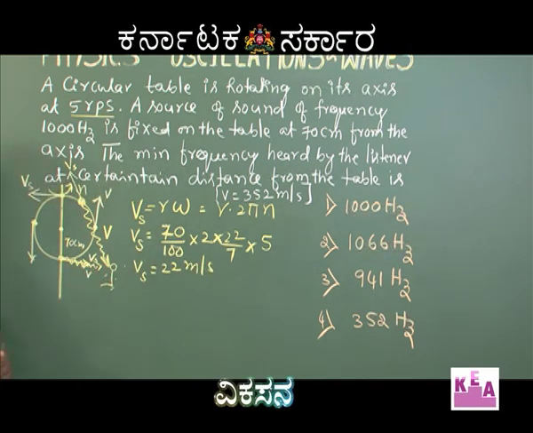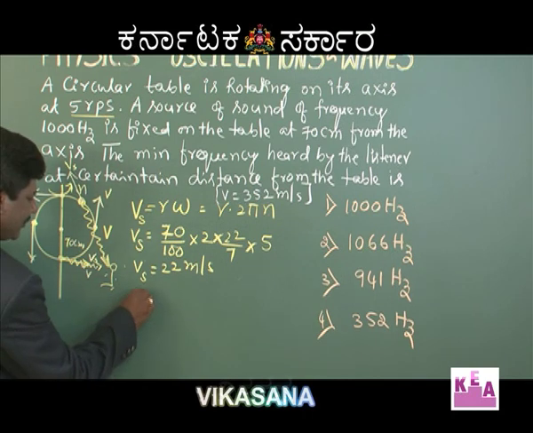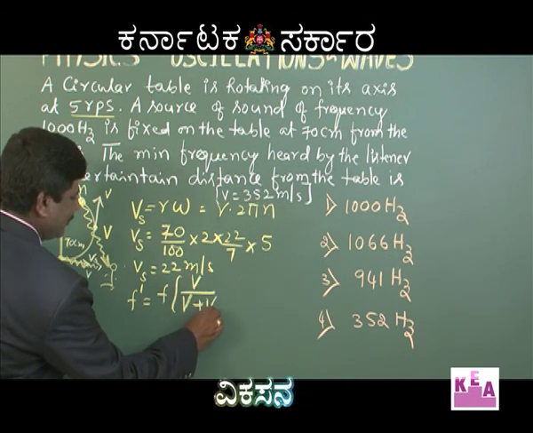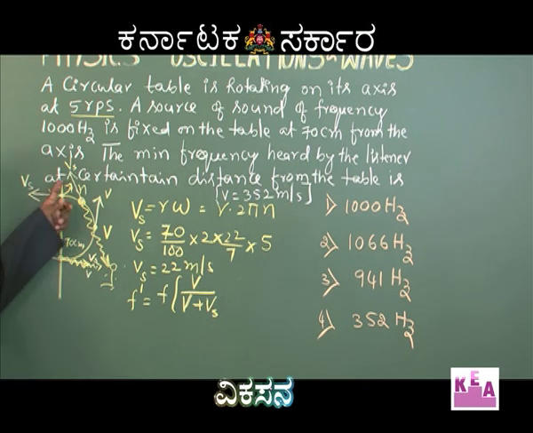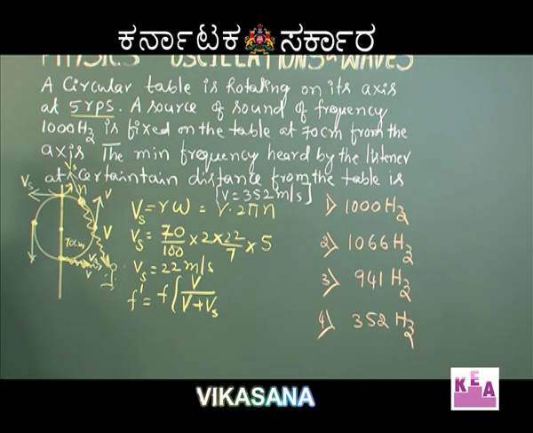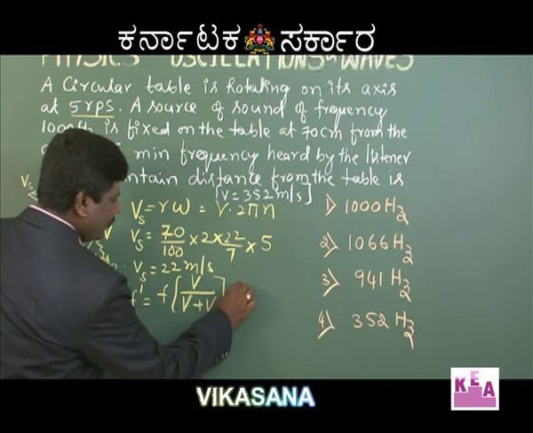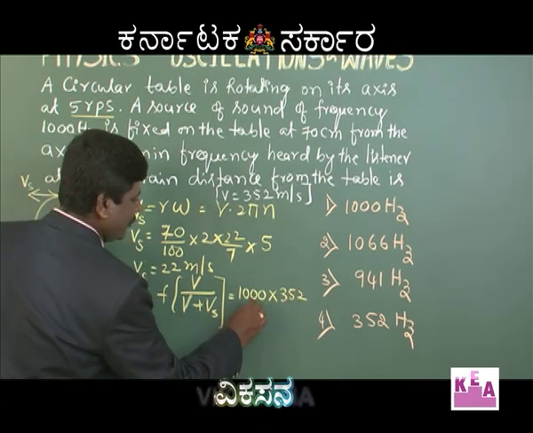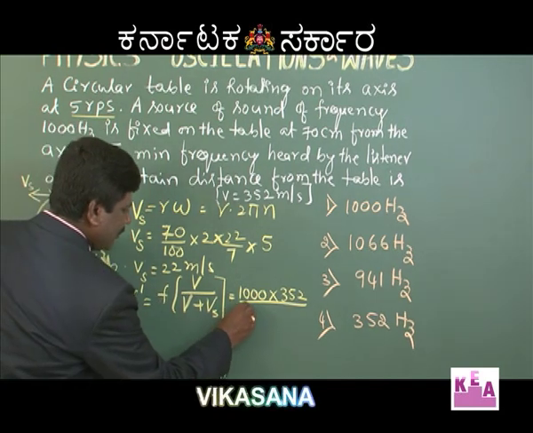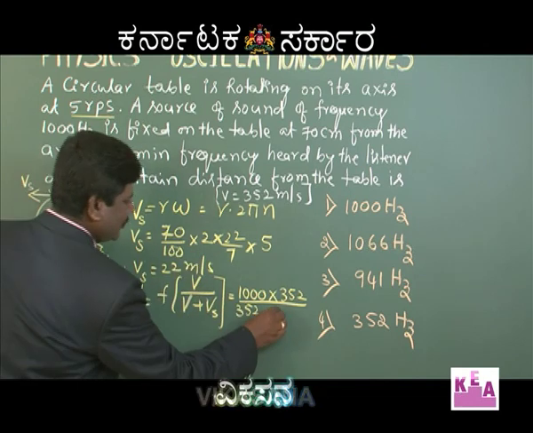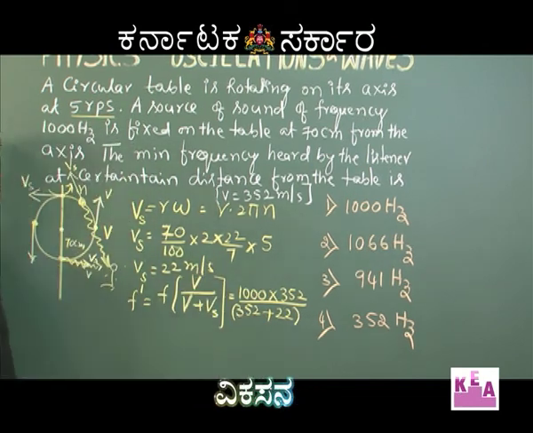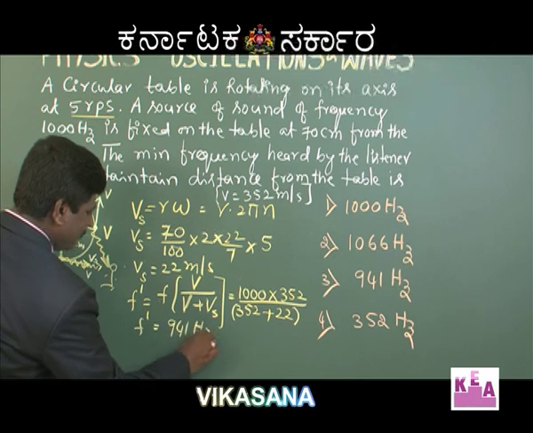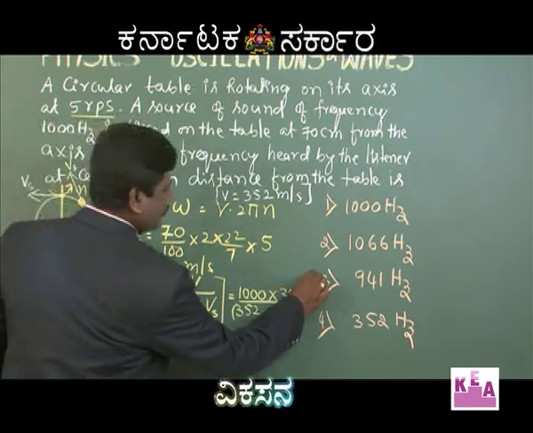Once we know the velocity of source, we can calculate the apparent frequency. Apparent frequency is given by f dash is equal to f into v divided by v plus Vs. It is a positive term because the source is moving opposite to the direction of velocity of sound. Let us substitute. f is equal to 1000 Hertz multiplied by velocity of sound, given as 352 meter per second. Once again the denominator is 352 plus the calculated velocity of source, that is equal to 22. Simplifying all this, we get the value f dash is equal to 941 Hertz. Therefore, for this question, option 3 is the right option.